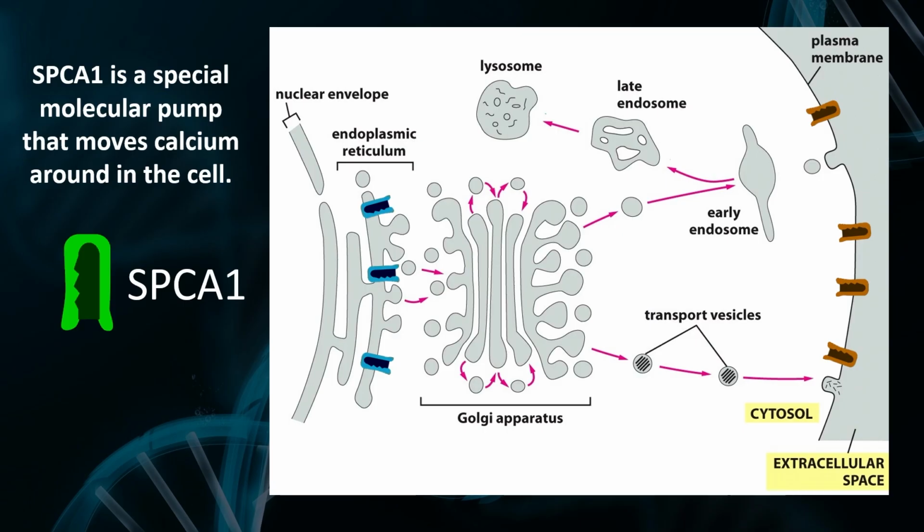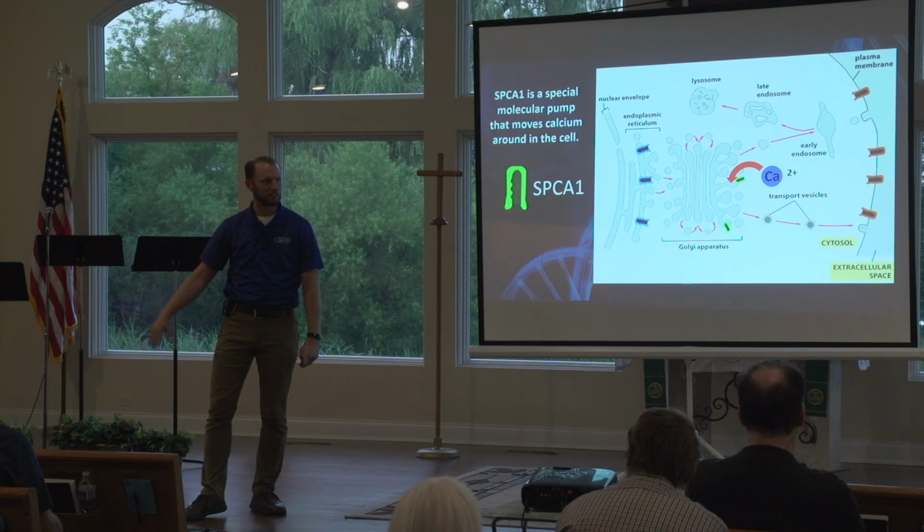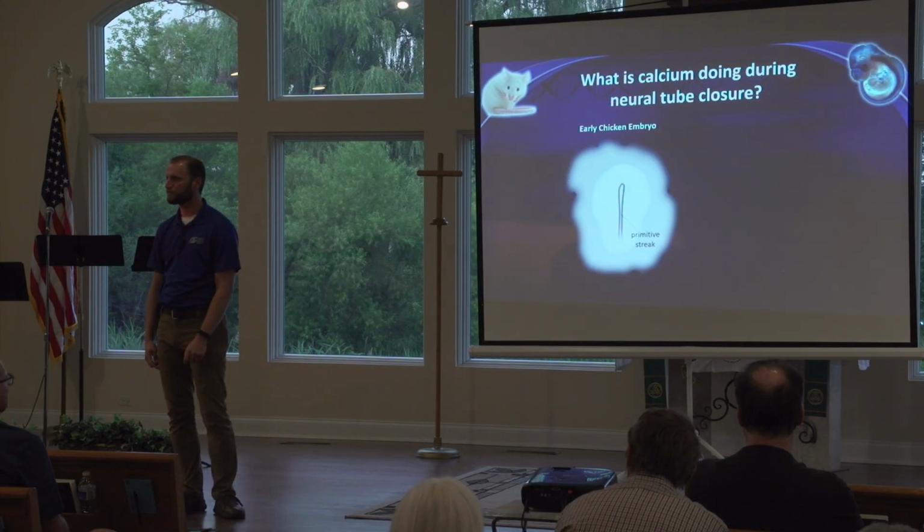Specifically, it lives over here on this area of the cell called the Golgi apparatus. This is the sending, receiving portion of the cell, the UPS center of the cell. SPCA1 lives on the Golgi, and it pumps calcium from the interior of the cell to the interior of the Golgi. That's its function. What in the world does moving calcium have to do with neural tube closure?